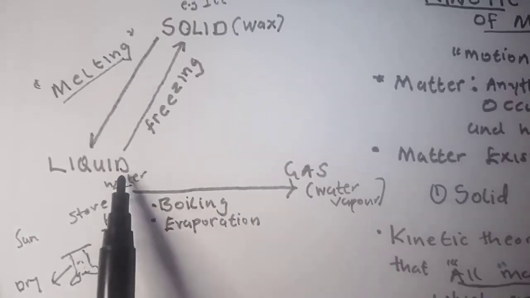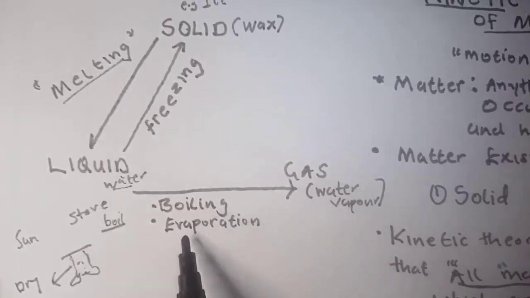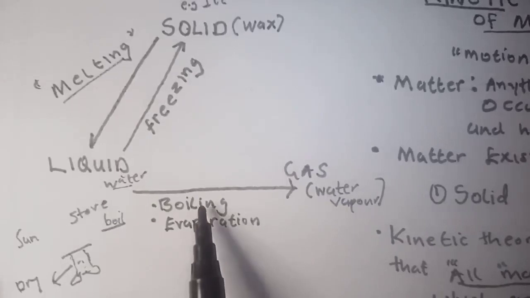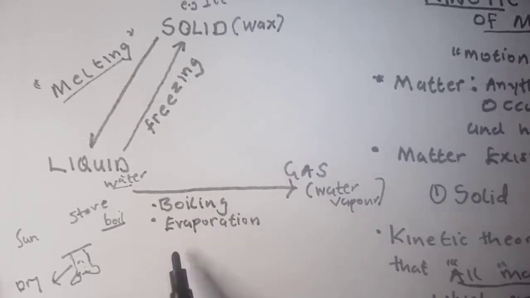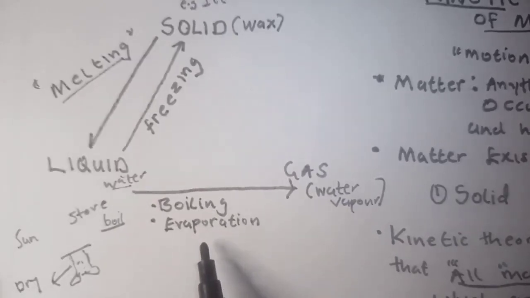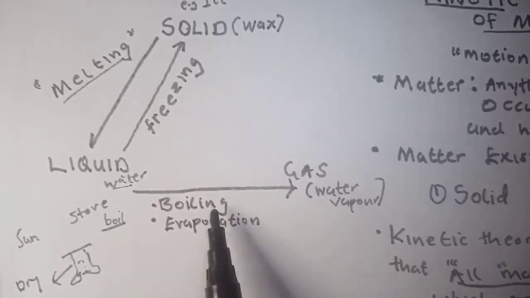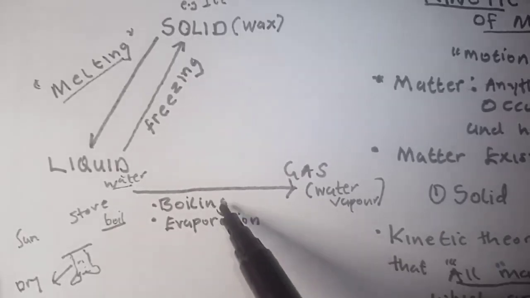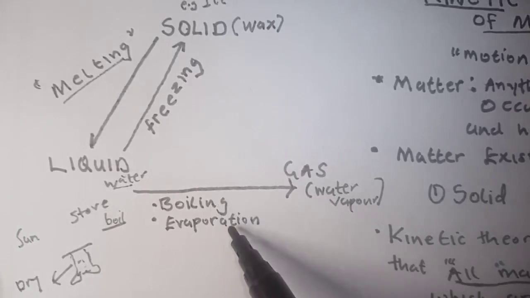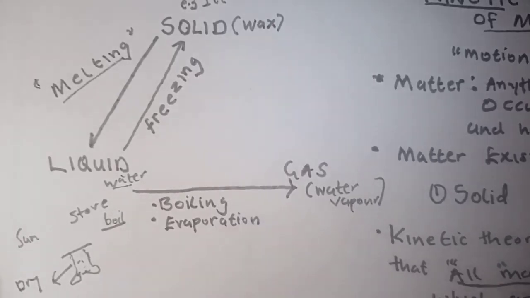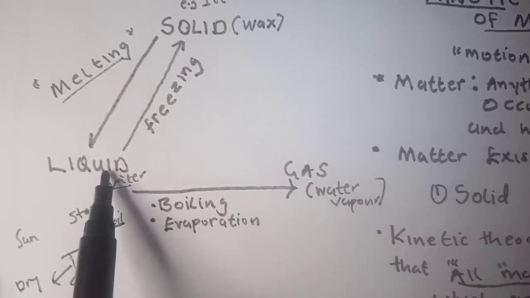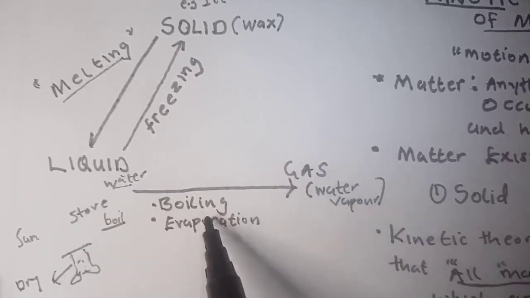So liquid changing to gas, it can be boiling or evaporation. Boiling is where you are heating, but evaporation happens on its own. It's a slow process compared to boiling. So you must know the difference between boiling and evaporation. They both change liquid to gas, but we must know the difference between the two.